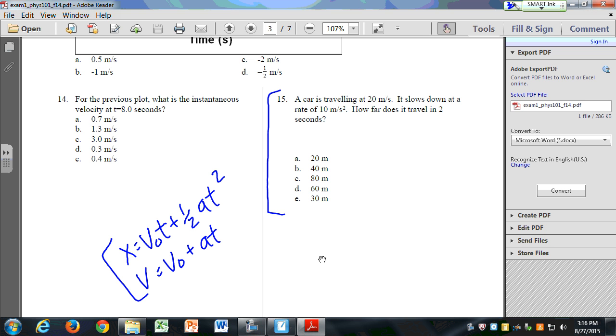You need to know what these variables mean. This is the initial velocity, this is the acceleration, this is the time at a particular instant, and this is the x position. So here, it's traveling at 20 meters per second. It slows down at that rate. How far does it travel? So what does the 20 meters per second represent?